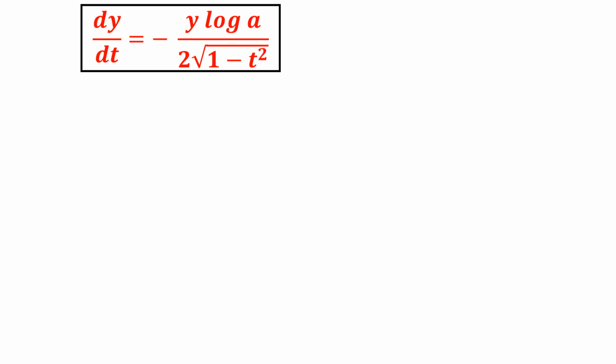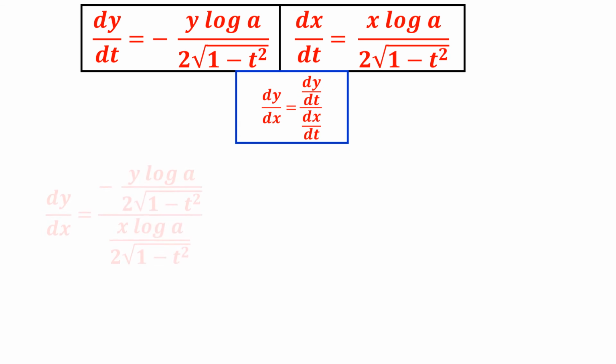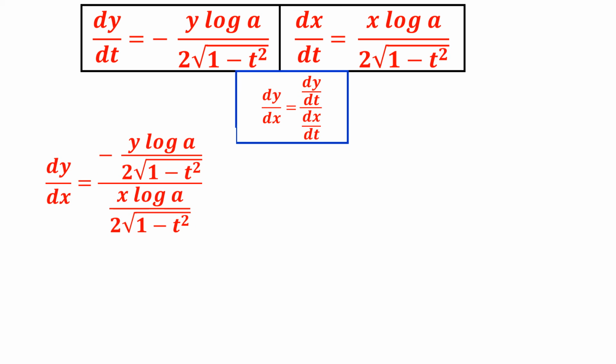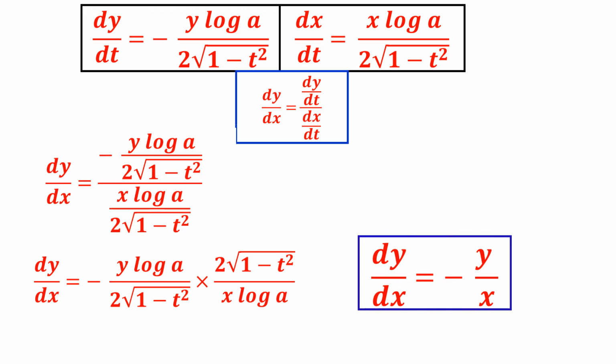Okay, now we got dy by dt and dx by dt. We have to put it in dy by dx, numerator upon denominator. It can be written as the numerator multiplied by the denominator term reciprocated. 2 getting cancelled, root 1 minus t square getting cancelled, log a getting cancelled. You got minus y by x. It may be the simplest form.